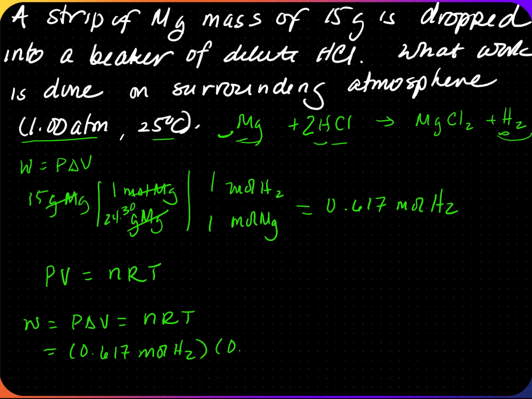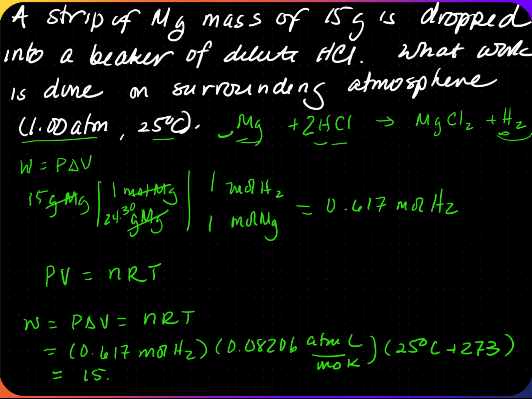The gas constant is 0.08206 atm liters per mole Kelvin. Temperature is 25 degrees Celsius plus 273 to convert into kelvins. And if you do the math correctly, you should get 15.1 atm liters. We want this in units of joules. 15.1 atm liters.